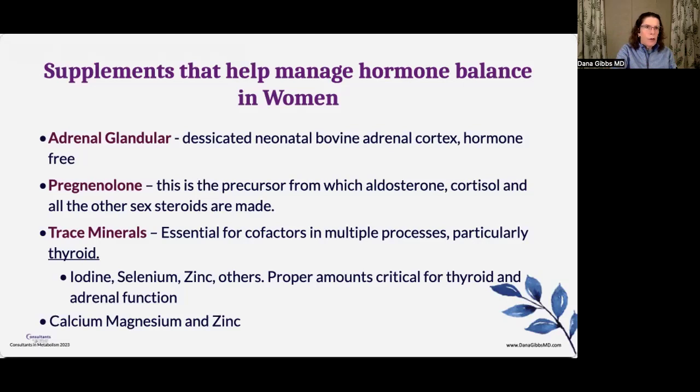Then the third category, because this is not just one thing, is minerals. And I already did mention these in the nutrition supplement section, but I feel like it's important to just mention them again because they're so important. So trace minerals like iodine, selenium, zinc, and others are essential cofactors in multiple processes, particularly in your thyroid and in your adrenal function. And then calcium and magnesium and zinc are stuff that you need in higher concentrations, and they actually have specific functions that can help you in other ways besides just your metabolic health.